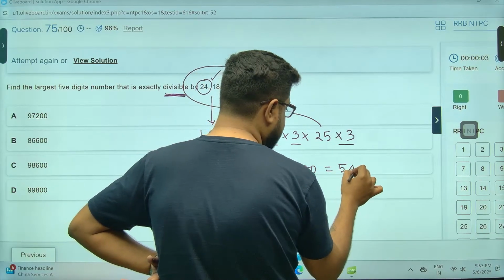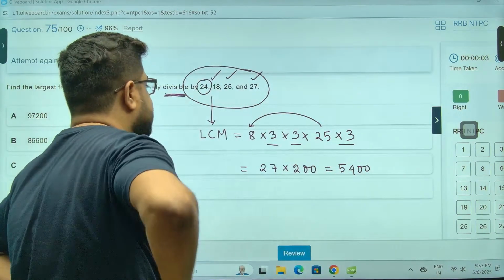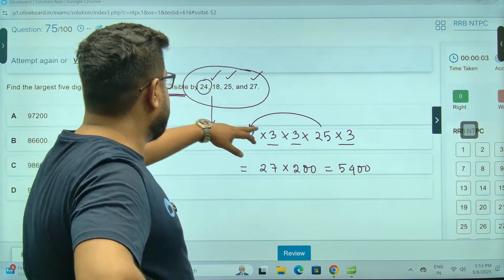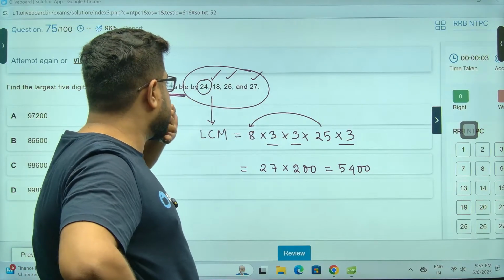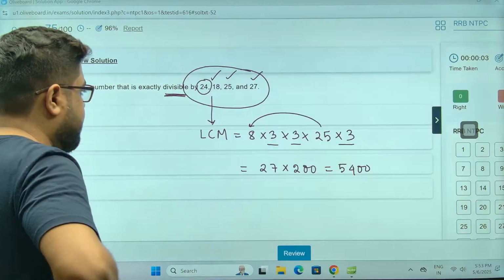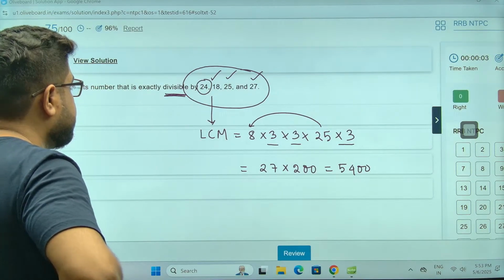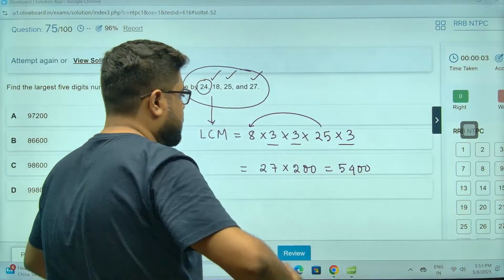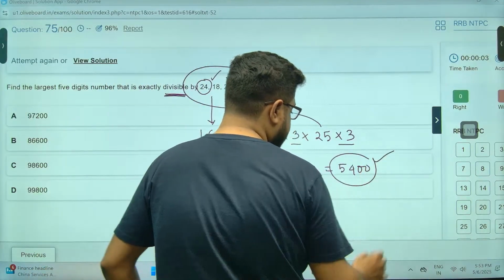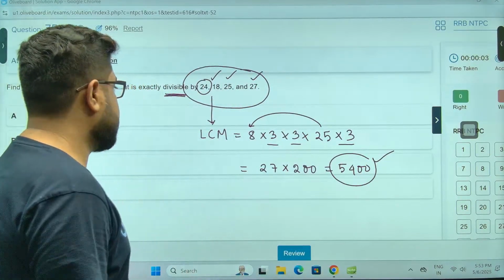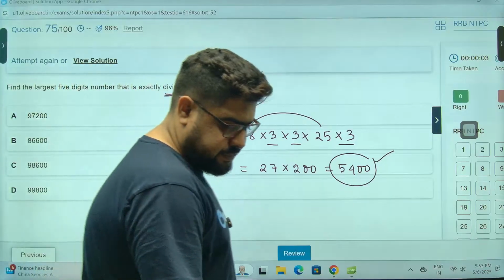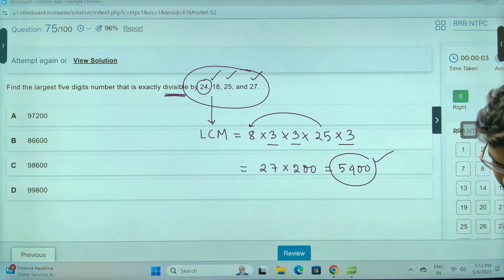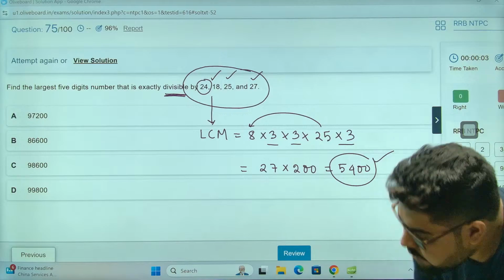50, have I taken something extra? 24 I have taken, 18 ka 3 I have taken. Extra 3, 5 is not there. No, 5400 is this. 5400 is the LCM, sir. Okay, just a second.